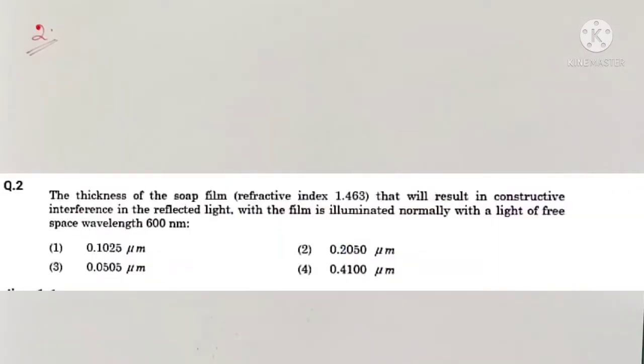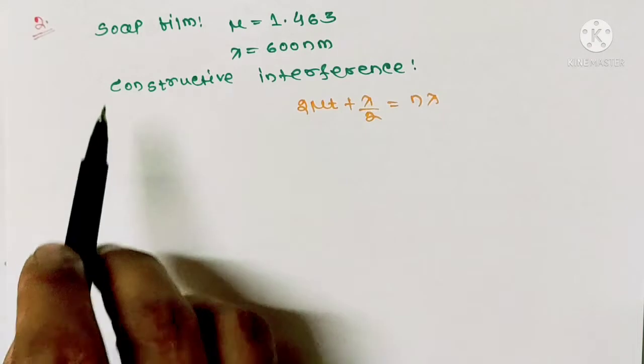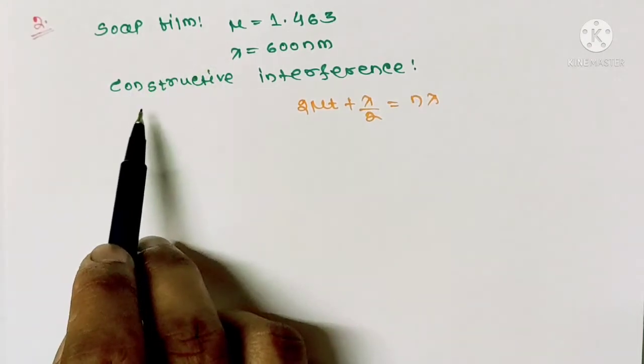Question number 2. The thickness of the soft film of refractive index 1.463 that will result in constructive interference in the reflected light, if the film is illuminated normally with light of free space wavelength 600 nanometer. Here we have to find the thickness of this soft film which results in constructive interference.